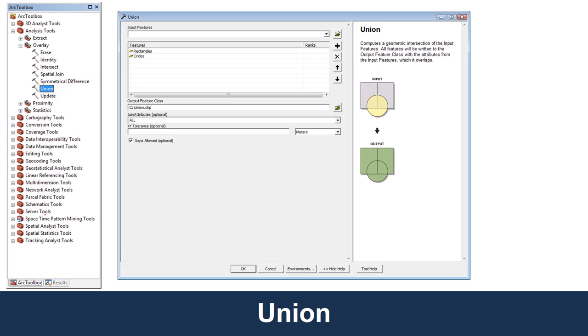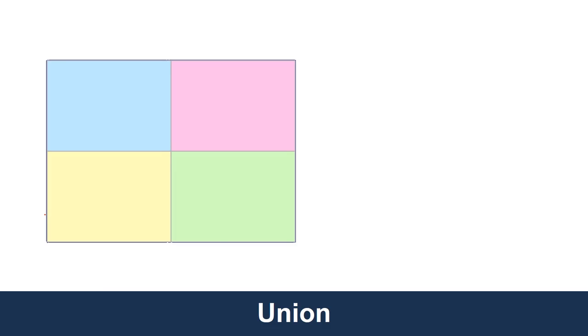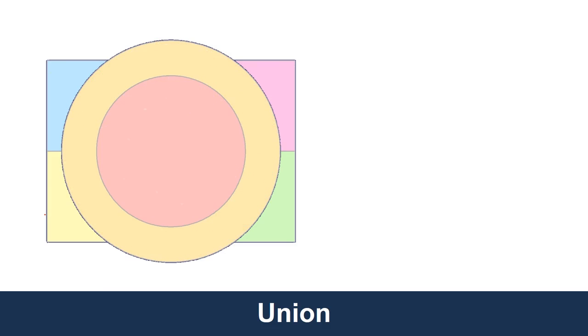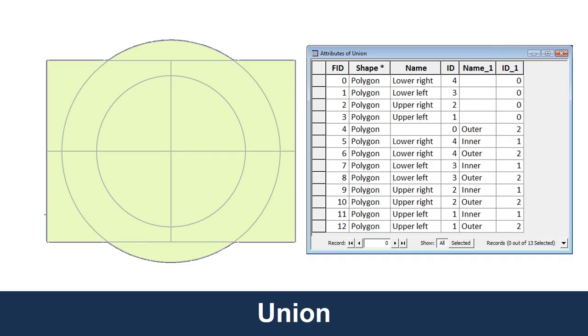So if we do a union of our rectangles and circles, here's our rectangles, here's our circles, and here's the union of the two. And so a couple of things to notice here is that we have more results than we did with the intersection. That's what we would expect, because a union is sort of more inclusive, is one way of thinking of it.